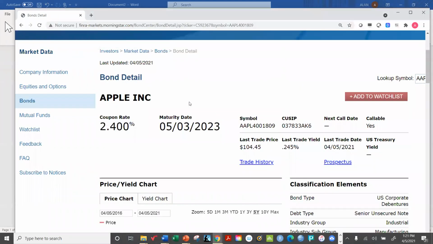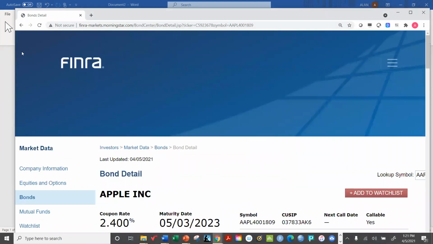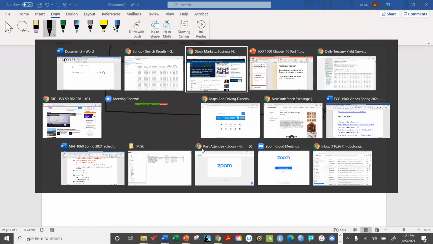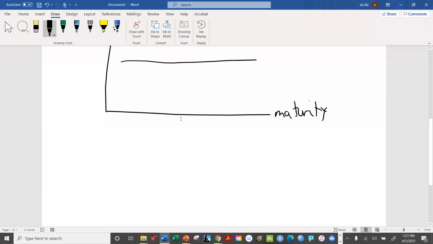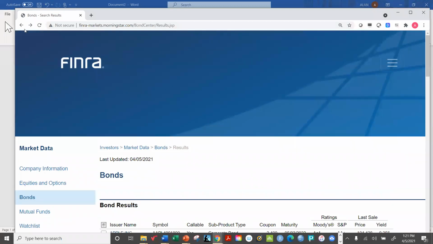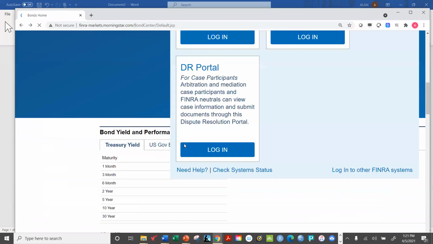Okay, so let's try. Let's see, what should we look for? Oh, I know. Let's see if we can find the name of a foreign corporation. Let's try, I don't know, Toyota.